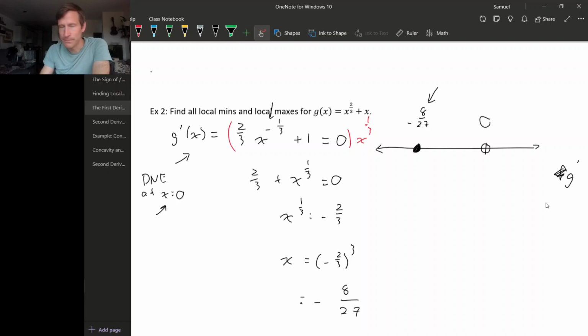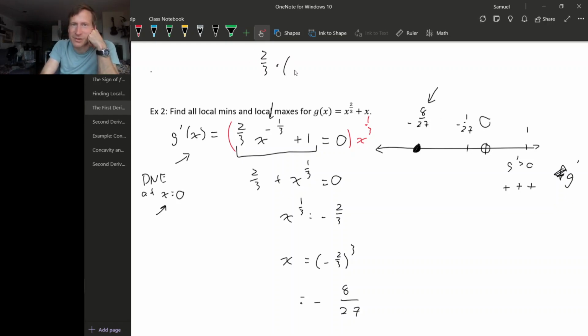We just need some test values, so maybe we could plug in 1. If we plug 1 into this derivative, we get a positive number, clearly. So here g prime is positive. From minus 8 over 27 to 0, well, it's hard to know what a nice number to use would be. How about minus 1 over 27? So 2/3 times minus 1 over 27 to the minus 1/3 plus 1.